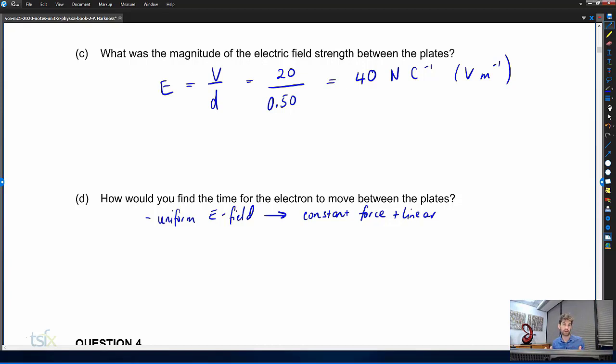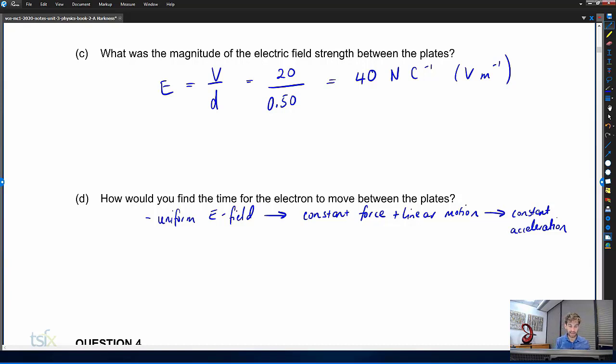Whereas, say, in circular motion, we also have a constant magnitude of force, but the direction is always perpendicular to the direction of motion. Here, the constant force is always in the direction of motion, which means we have linear motion, as in it's going in a straight line. And what that means is we have constant acceleration. So basically we have a constant acceleration problem here. It's just that rather than being a car or whatever else that we would have done in the area of study from book 1, we're just dealing with a very small thing, being an electron.